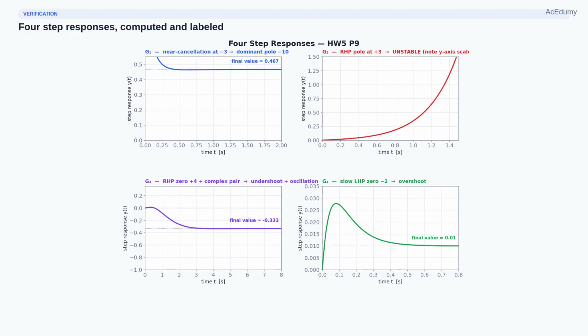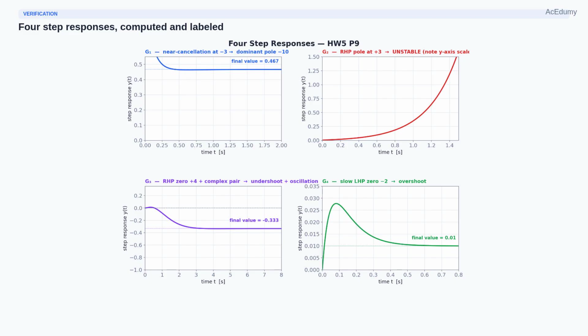Confirms instability. G3, bottom left. The output dips below 0 in the first second. That is the undershoot caused by the right half-plane 0 at plus 4. Then it climbs and oscillates around the final value because of the complex pole pair at minus 1.5 plus or minus 0.87j. Final value matches G3 of 0, equal to minus 4 divided by 12, about minus 0.333.